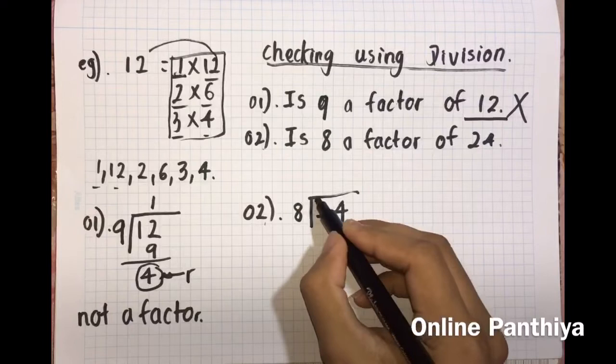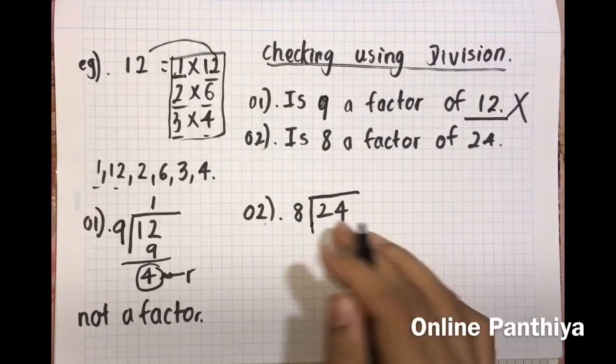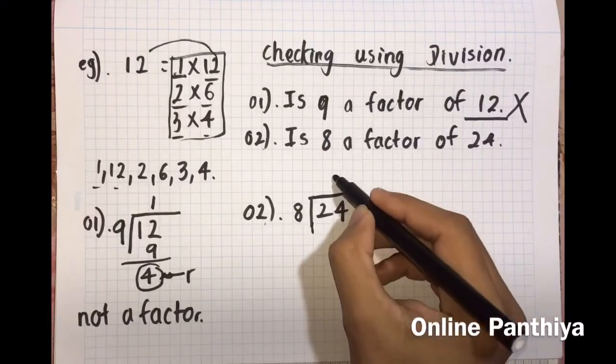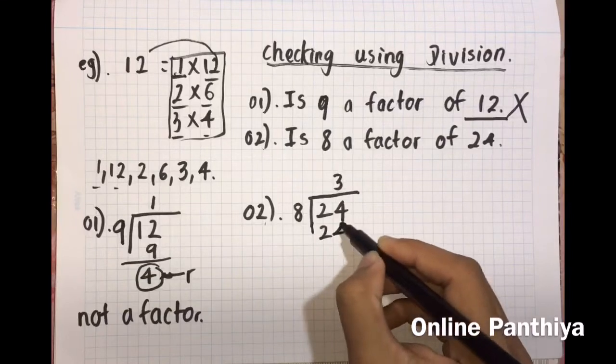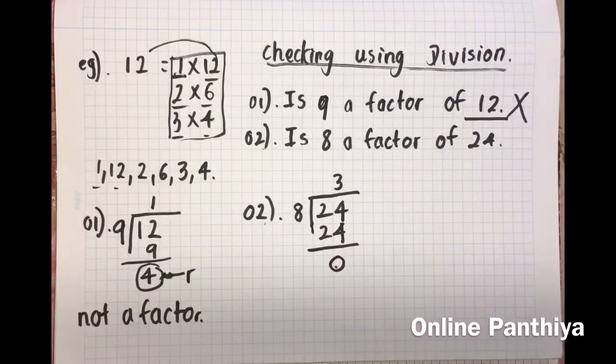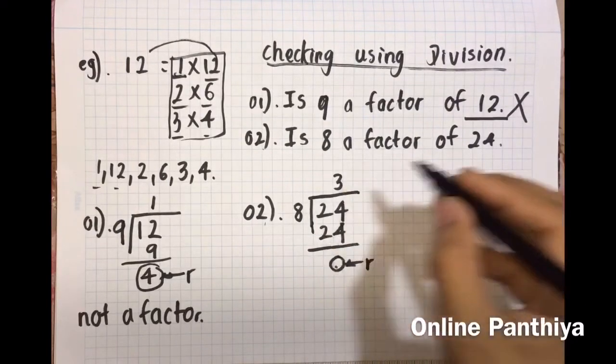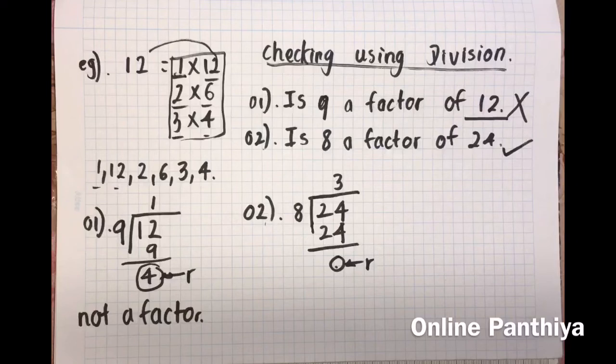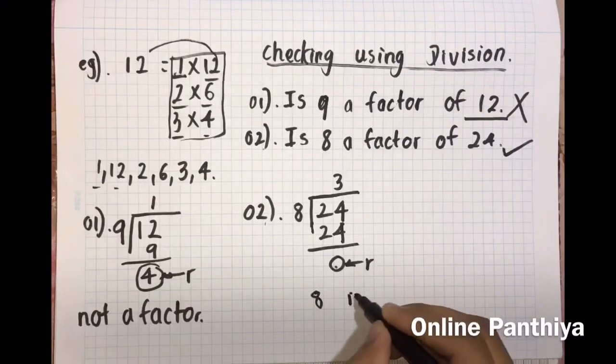Is it divisible? If you are good in multiplication, you can straight away say 8 times how much is 24? 3. Yes. So what is the remainder here? The remainder is 0. Now what can you say? Is it a factor or not? Since the remainder is 0, this is a factor. Clear? 8 is a factor.